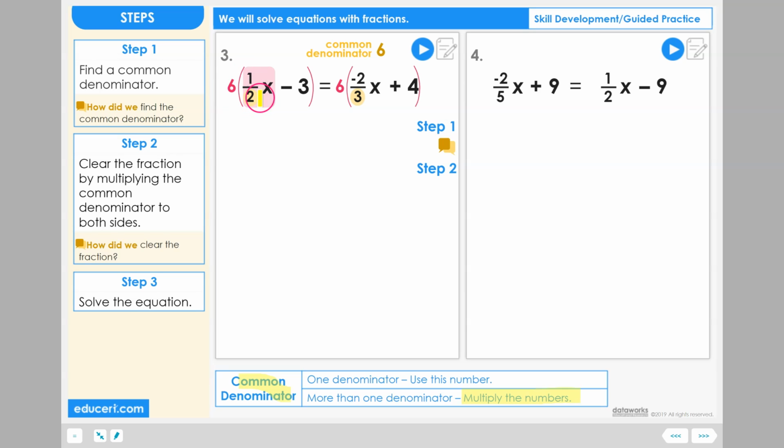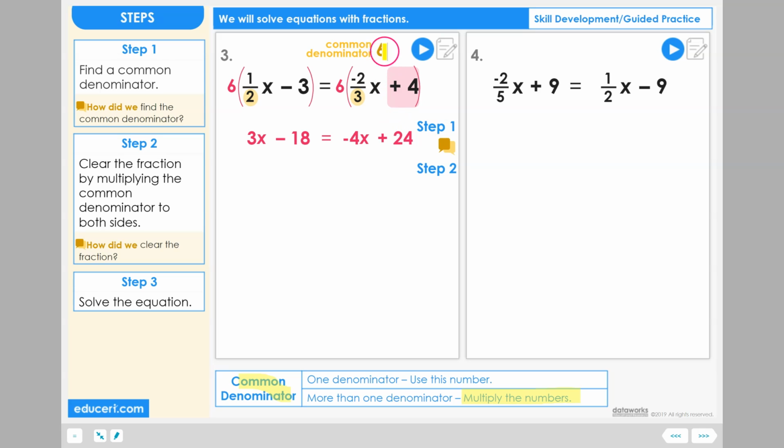6 times 1/2 x is equal to 3x. 6 times negative 3 is equal to negative 18. And that is equal to 6 times negative 2/3. We cross-reduce the 6 and the 3, leaving us with 2 times negative 2, which is negative 4. Negative 4x, positive 6 times positive 4 is positive 24.